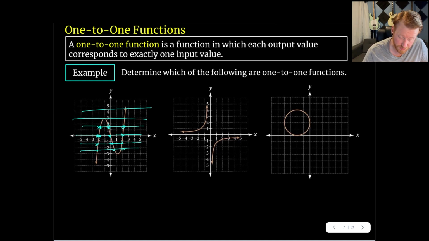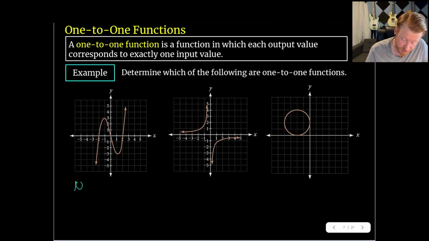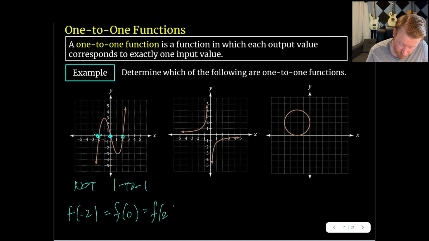Let me get rid of all that messiness. But this would not be a one-to-one function. I could say that because f of 2 is equal to f of negative 2 is equal to f of 0, which all have the same output of 0. So here there are lots of inputs that are all being sent to 0. There are 3 of them, which means that this is a function, but it's not a one-to-one function.